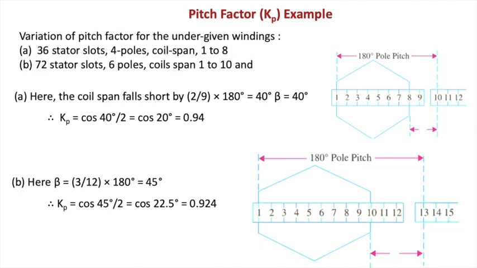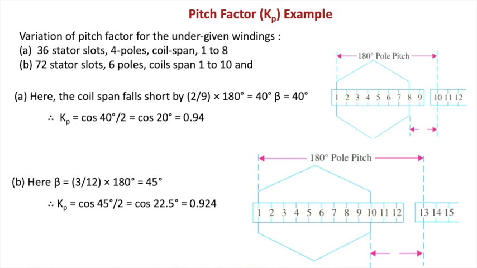Now here we can see an example. We have taken a few examples. We have considered a coil of 36 stator slots, 4 poles, and the coil span is only 1 to 8. Actually, for a complete full pole pitch of 180 degrees, it should be from 1 to 10, because the coil span is falling short by 2/9 × 180, that is, beta will be equal to 40 degrees, because it is falling short by 2 slots, while the total distribution had to be in 9 slots.